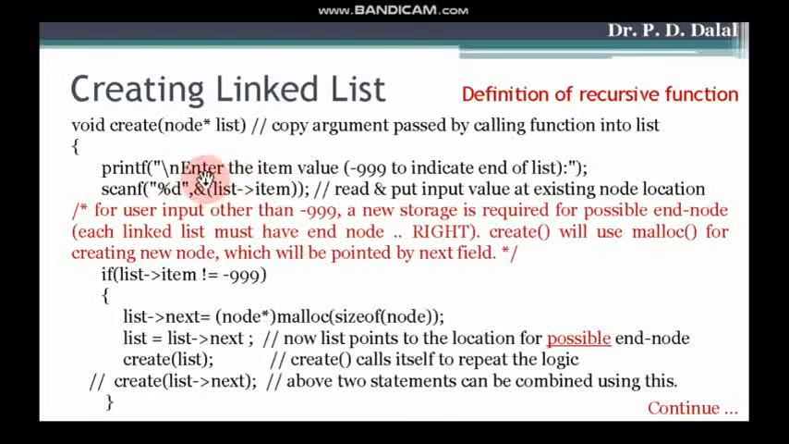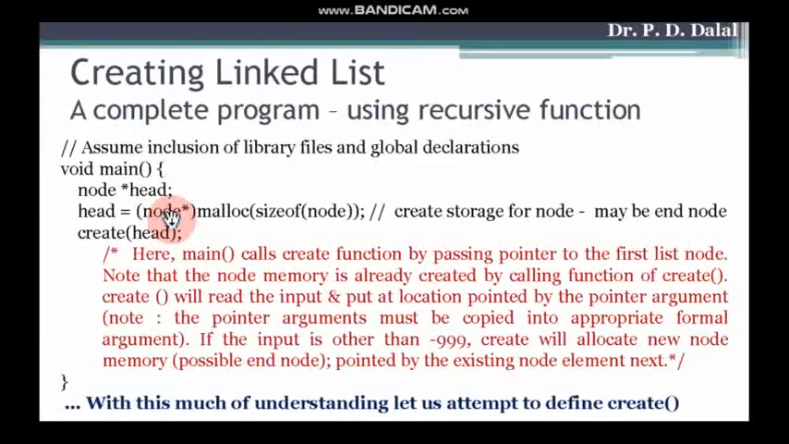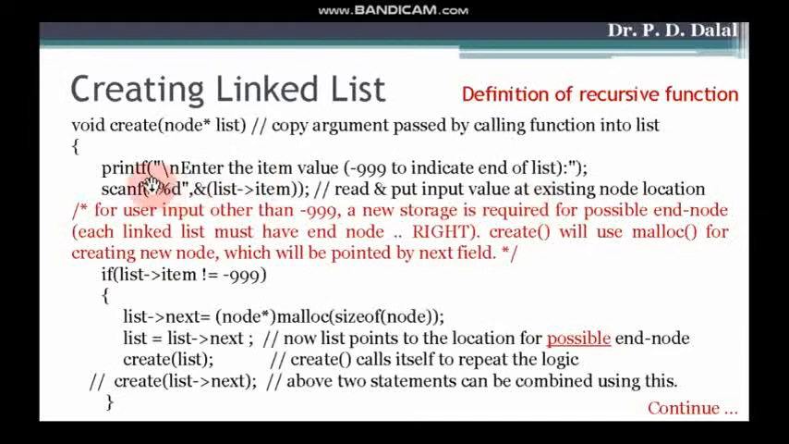Now we will write the statements that we have written for creating a linked list, in the function. Enter the value, scan the value. If it is not 999, create a new node, list equal to list arrow next, and here create list. So again, this is the recursive call. It will call the create function with the modified value of list.